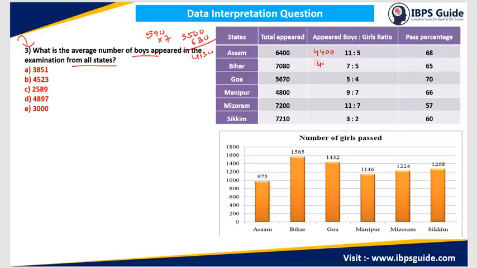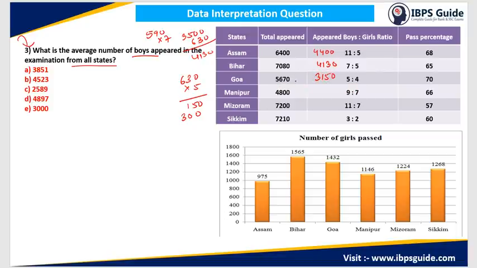So 4130, right? Now this is 9 part. 9 part is 5670. So 1 part will be what? 630. So 1 part is 630. Then I have to find 5 part. So 630 multiplied by 5. So 30 multiplied by 5 is 150, and 600 multiplied by 5 is what? 3000. So 3150.